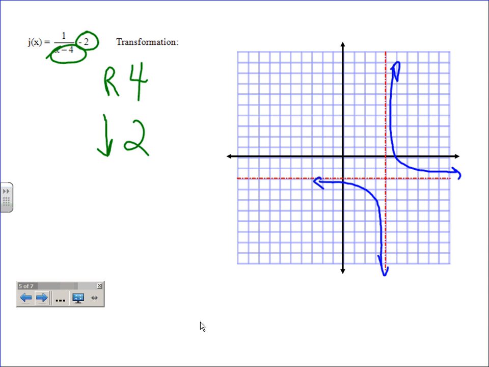Question? Okay, because that's the inside. It's right or left, and it's always going to be the opposite of what you think on those when it's inside. Always opposite. That's pretty easy.